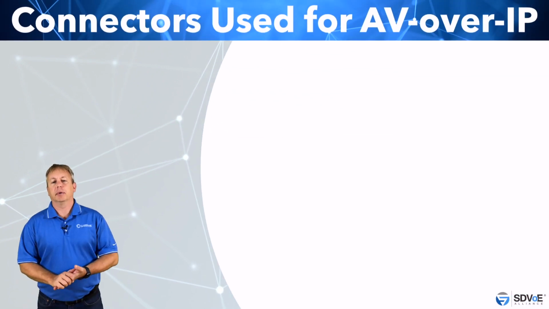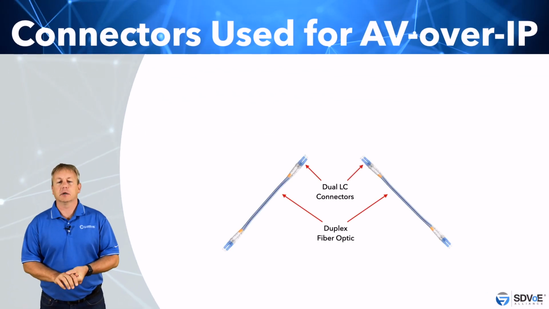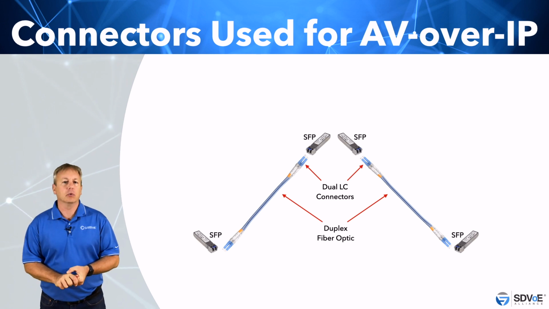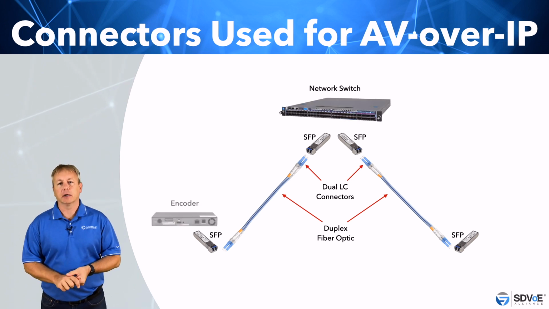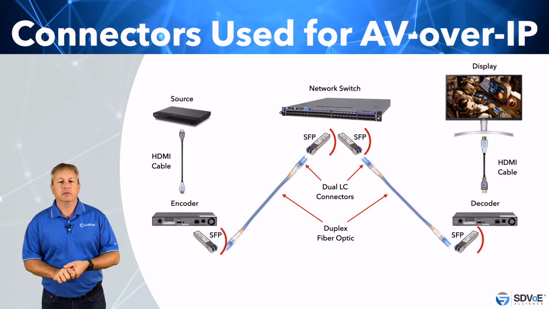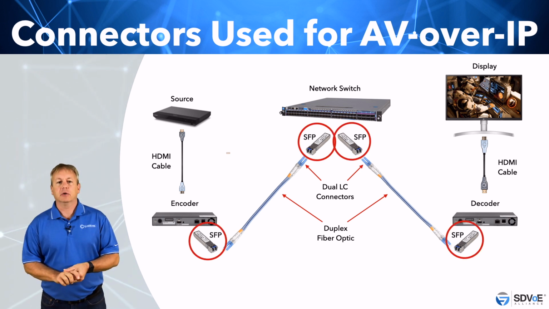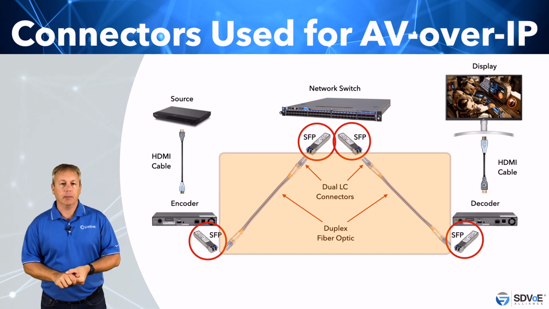In AV over IP applications, we typically see LC connectors being used in conjunction with SFPs or small format pluggable adapters that plug into the fibre ports of the IP switch as well as the encoders and decoders. Depending on the manufacturer and the type of SFP, there are generally two LC connectors terminated into what's called a duplex fibre.